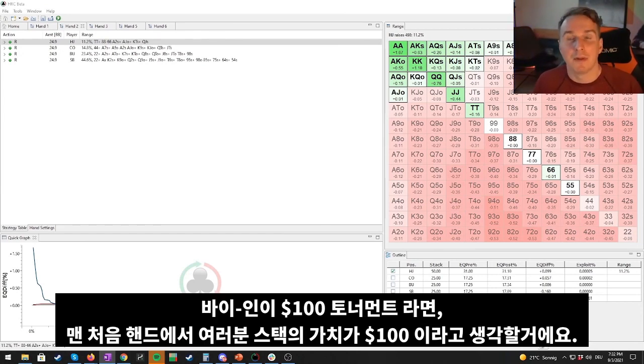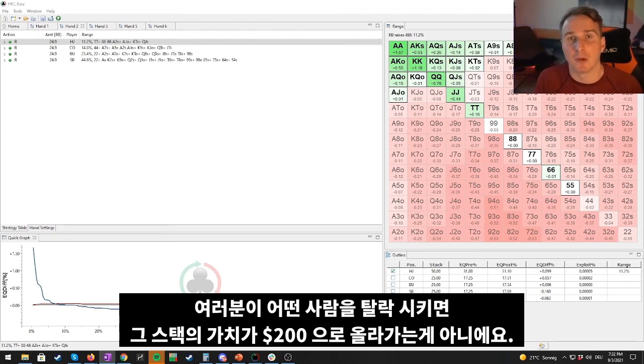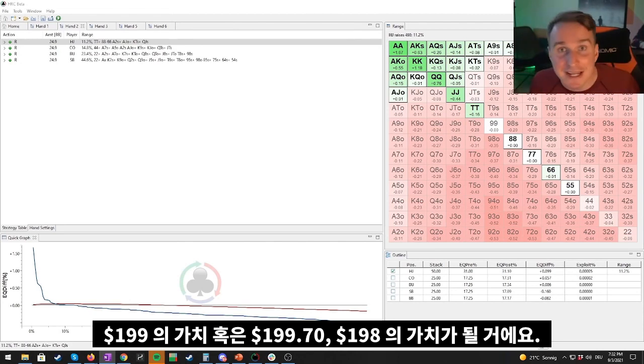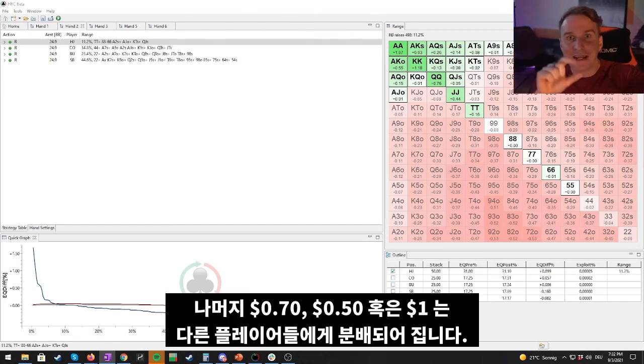One might think that at the beginning of a tournament, it's obvious your stack is worth $100 if the buy-in was $100, in the very first hand. Then, of course, it starts swinging up and down depending on whether you lose chips or win chips. So now if you bust someone, it's not going up to $200. It's probably going to go up to $199, or $199.70, or $198, whatever. You get the catch here. And the remaining 70 cents, or 50 cents, or $1, is distributed amongst the other players.